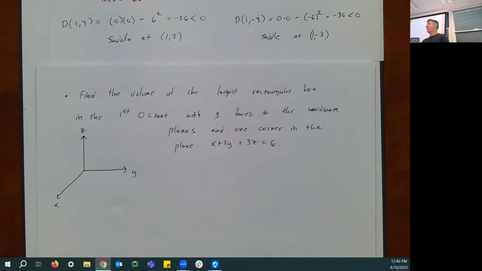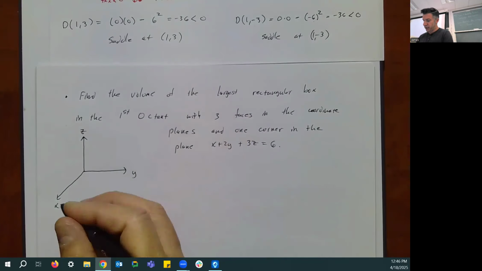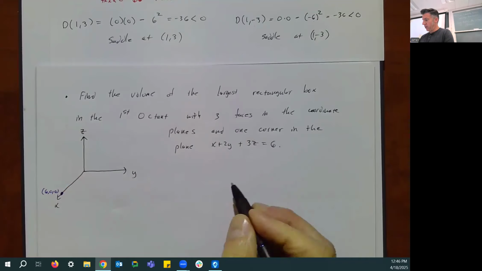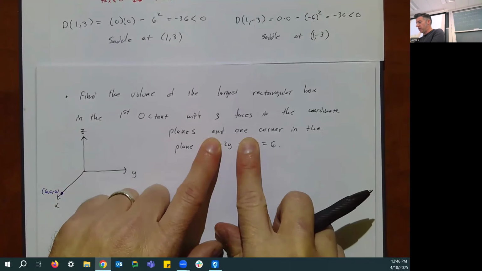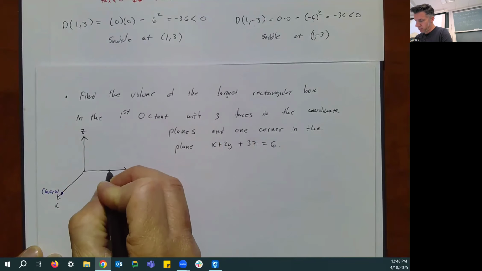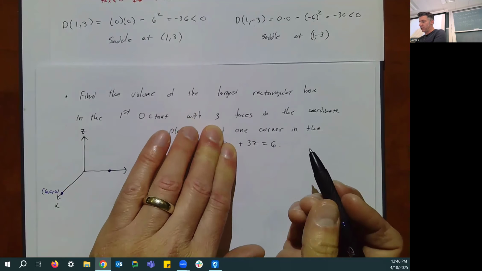So first, before we start just doing stuff, we're going to draw the picture, even though you don't really have to draw the picture here. I'll point out that to draw this plane, I'm going to find its x, y, and z intercepts. To find the x-intercept, set y and z equal to 0, you're going to get x equal to 6. To find the y-intercept, set x and z equal to 0, you're going to get 2y equal to 6, so y is equal to 3. And to find the z-intercept, set those two equal to 0, and you're going to get 3z equal to 6, or z equal to 2.